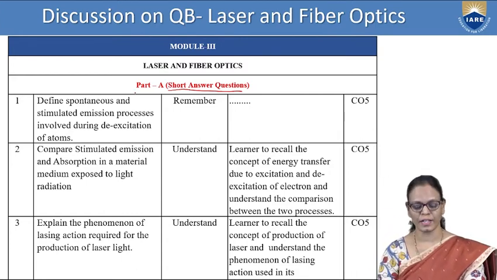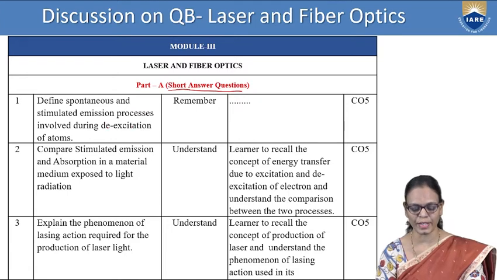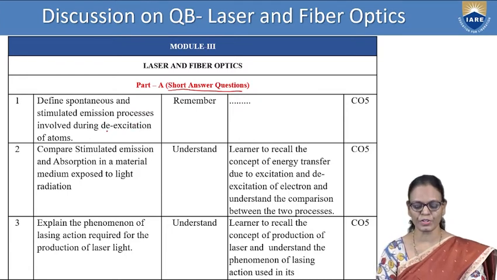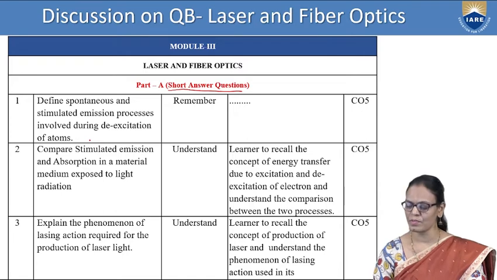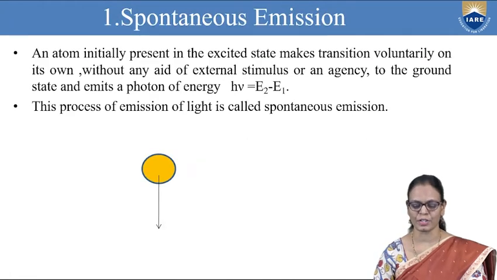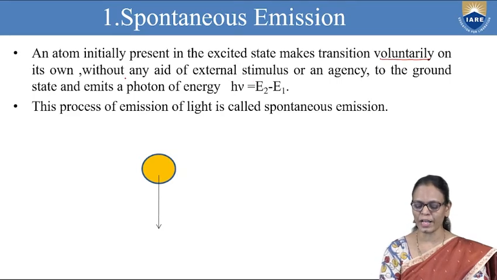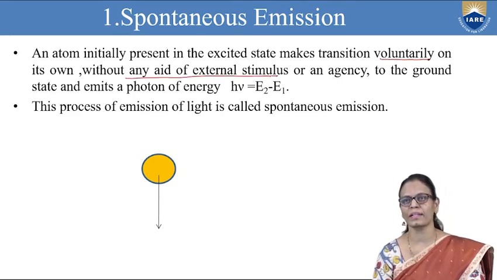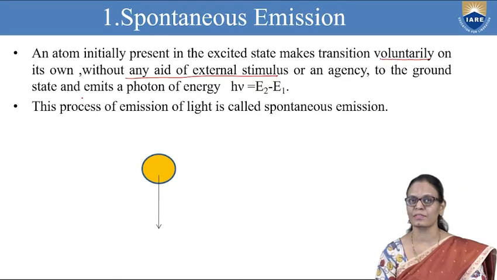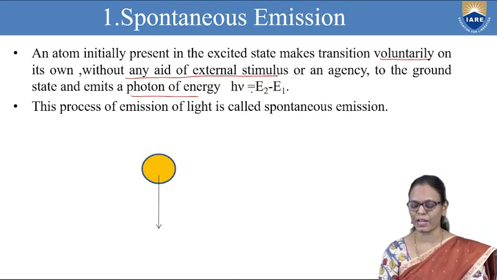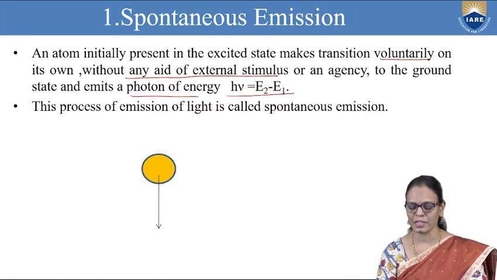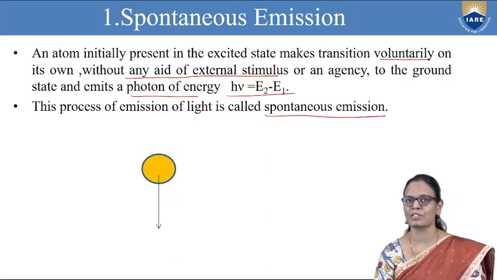The first question is, define spontaneous and stimulated emission processes involved during de-excitation of atoms. So what is spontaneous emission? An atom which is initially present in the excited state makes a transition voluntarily on its own, without the aid of external stimulus or any other agency, to the ground state. It emits a photon of energy E2 minus E1, and this process we call spontaneous emission.